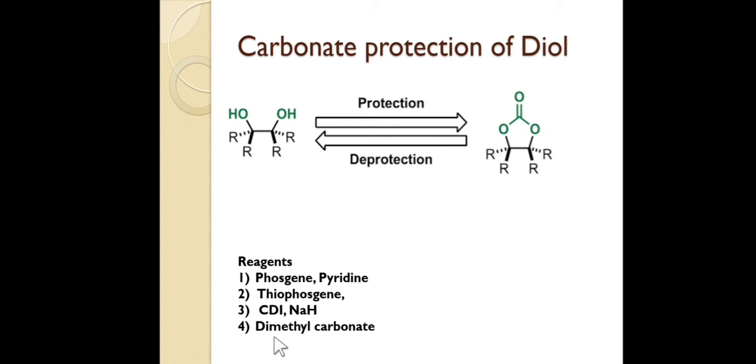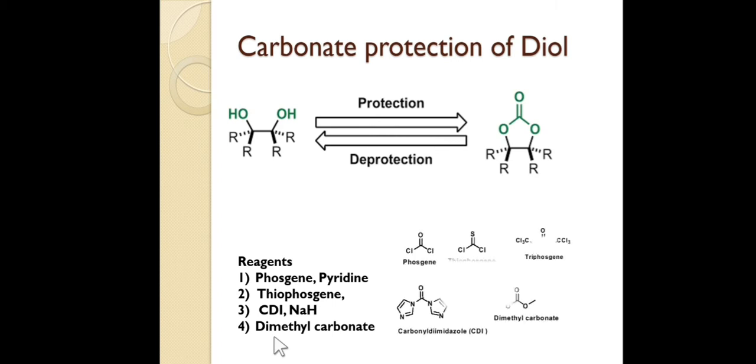I know these names are a bit confusing, so I have structures for you. Phosgene is nothing but COCl2. Remember, CO means carbonyl and two chlorine groups, that is COCl2, which is called phosgene. This is a poisonous gas, present in gaseous form. Most of the time in World War I and II, this was used as a chemical weapon. You can use thiophosgene also, but most of the time people use phosgene.